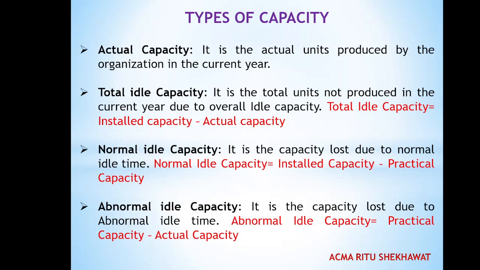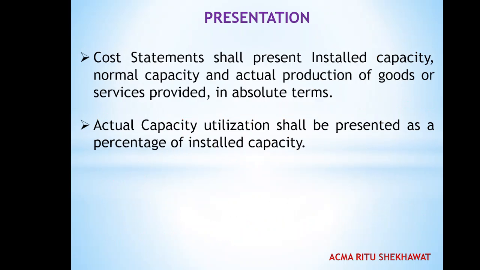And capacity does not always mean units of production. You can determine it with machine or man hours also. Like presentation: the cost statement shall present installed capacity, normal capacity, and actual production of goods or services provided in absolute terms. Actual capacity utilization shall be presented as a percentage of installed capacity, and the other figures you have to present in absolute terms.